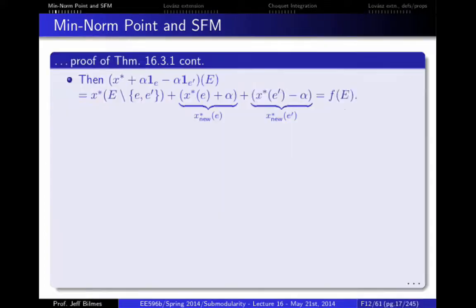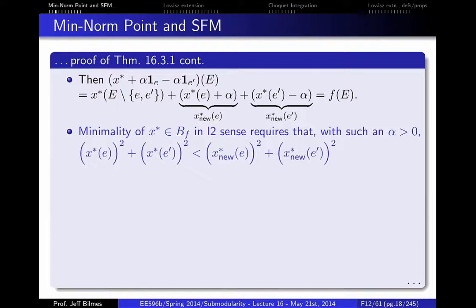Everybody see that? So let's define the elements of these new nudged vectors. Here are the old elements, the ones that haven't been adjusted. And let's call these x star new e and x star new e prime, right? So x star new e is basically x star e with a little bit of extra alpha, and x star new e prime is x star e with a little bit less alpha, which is still e tight.